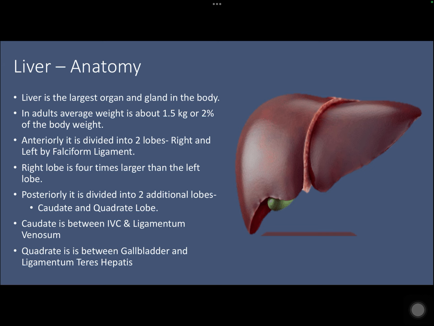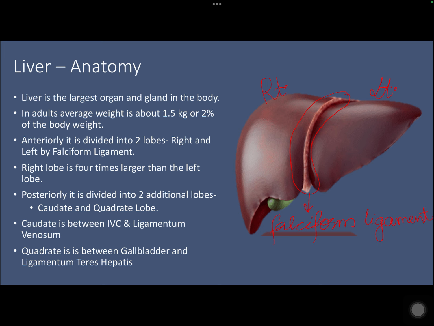The liver is divided anteriorly into two lobes. Number one is the right lobe. Number two is the left lobe. And this division is possible with the help of a ligament known as the falciform ligament. So, the liver is anteriorly divided into two lobes, the larger right lobe and a smaller left lobe, with the help of the falciform ligament.